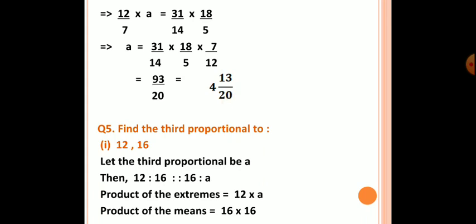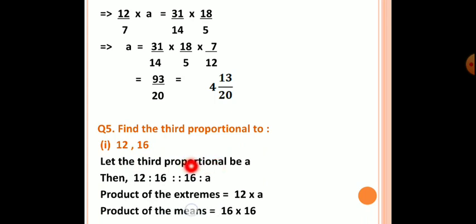Moving on to the next question, question number 5. Find the third proportional to. So here two numbers are given. We'll assume that the third proportional is A. So then 12 is to 16, proportionate sign, 16 is to A.